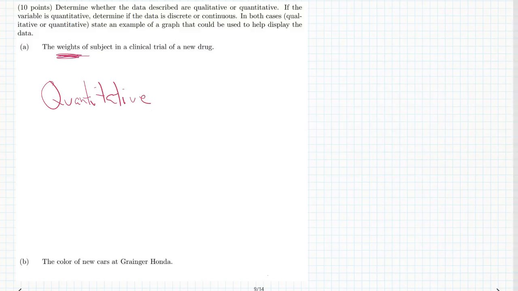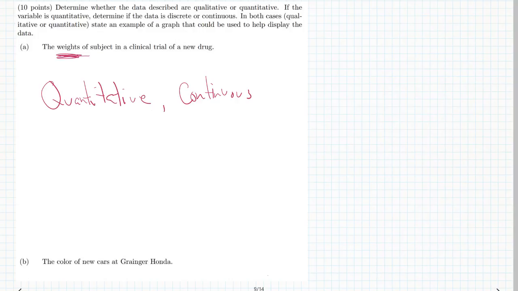So in terms of precision, does it stop at whole numbers, or can we continue? Well, if I had someone weigh 153.1 pounds, that's a fine weight. If I had someone weigh 153.1115 pounds, that's also a fine weight. I can continue however many decimals I want. And since I can do that, we have a continuous variable.